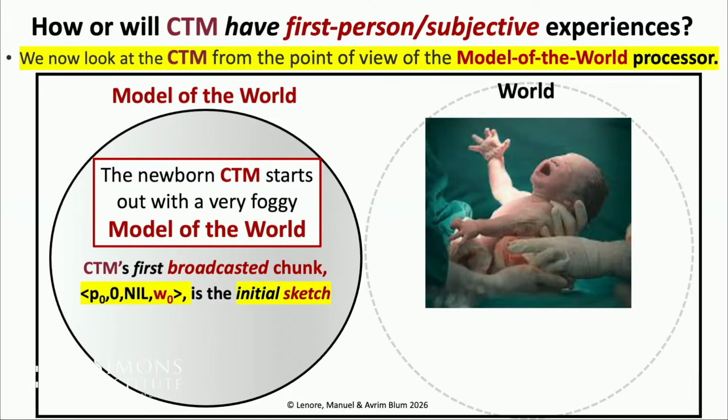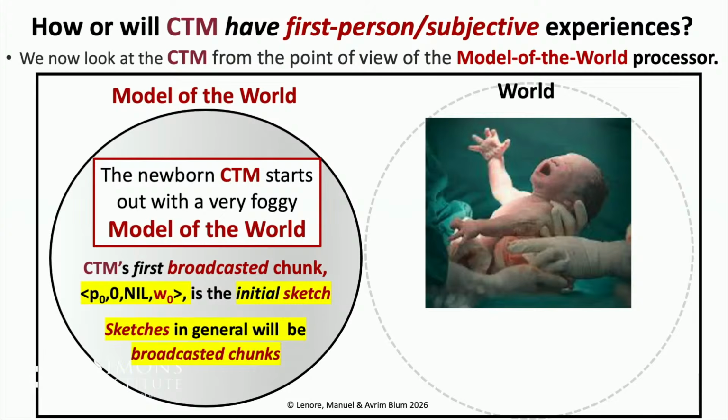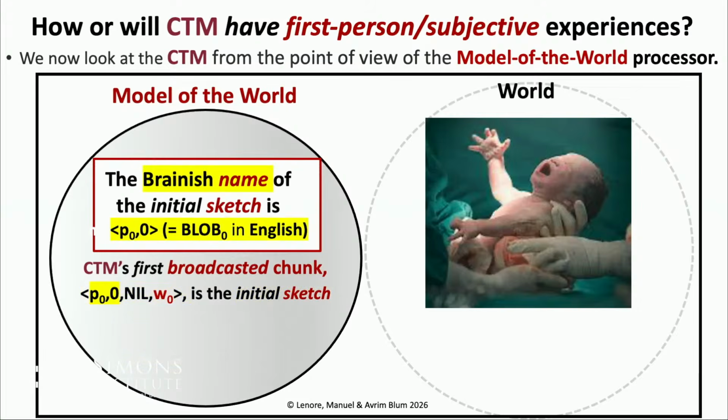The CTM's first broadcasted chunk, we'll call that the initial sketch. So some processor P0 at time 0, well, it didn't have any language, so we're going to say just the nil word, and with some weight, got into short-term memory and got broadcast. That very first chunk we'll call the initial sketch. Sketches in general will be broadcasted chunks in our model. And we'll give a name to this sketch, and that will be the first two components of the chunk. So P00 will be the name of the first sketch, and in English, think of it as blob 0. Blob 0 will be the English version of brainish P00.